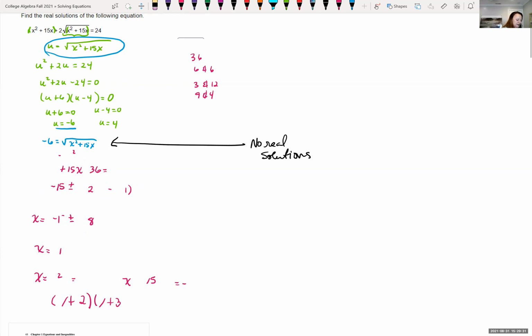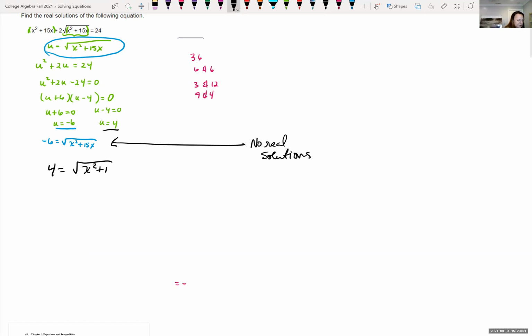And we were going to do the same thing that we had done for u equals 4. So let's put in when u is 4. So 4 is equal to the square root of x squared plus 15x. So we're going to square both sides of our equation. So we get 16 is equal to x squared plus 15x. It's quadratic, so we're going to set it equal to 0. So x squared plus 15x minus 16 equals 0.